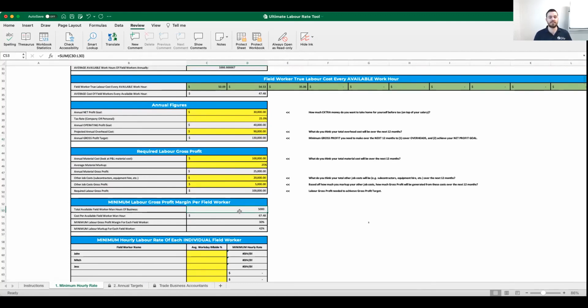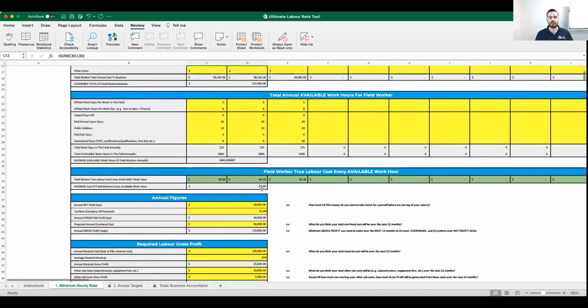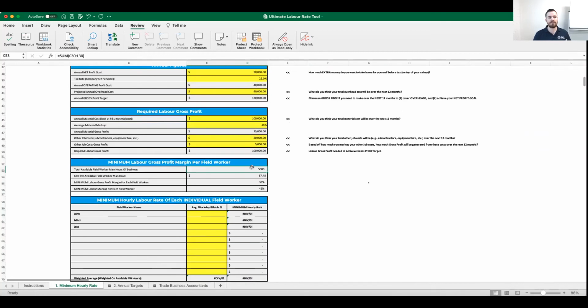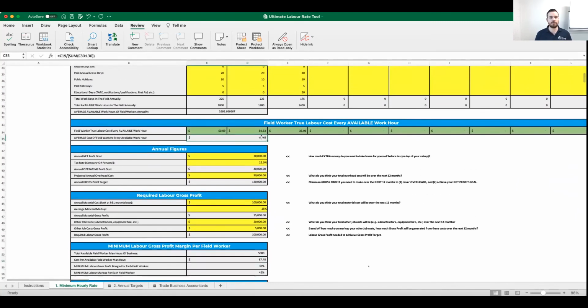The next thing here is just some figures that have been punched out. From up here, we saw the total available work hours. So when you add all these up, there's 5,000 total available field worker man hours for the business. That means, at its max capacity, again, yes, there's overtime and whatnot, but from a standard hour work day and work week, whether it's 48 weeks, there's going to be 5,000 hours available for you to produce revenue.